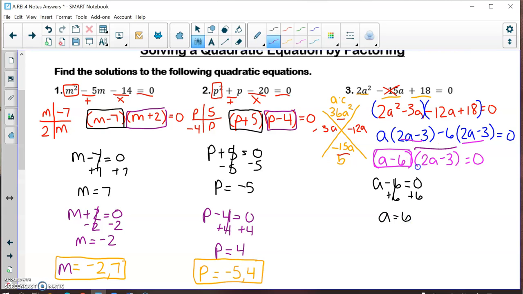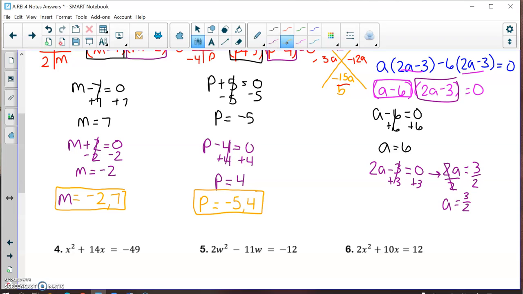But I'm also going to take my 2a minus 3 and set that equal to 0 and solve for a here by adding 3 to both sides to have 2a is equal to 3, and dividing by 2 on both sides to get a is equal to 3/2. So you get two real answers here as well. A could be 6, but a could also be 3/2.